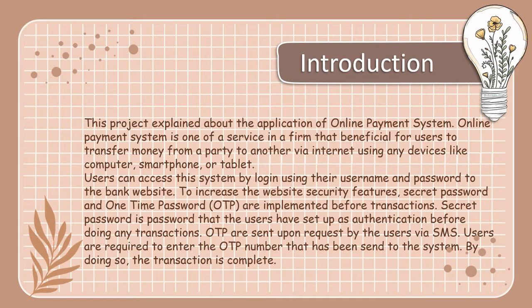Users can access the system by logging in using their username and password to the bank website. To increase the website security features, a secret password and one-time passwords (OTP) are implemented before transactions. Secret password is a password that the users have to set up as authentication before doing any transactions. OTPs are sent upon request by the users via SMS. Users are required to enter the OTP numbers that have been sent to the system. By doing so, the transaction is complete.